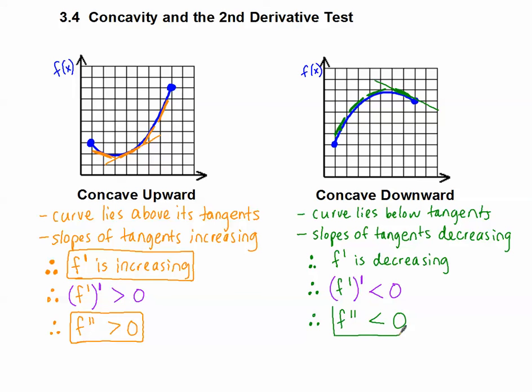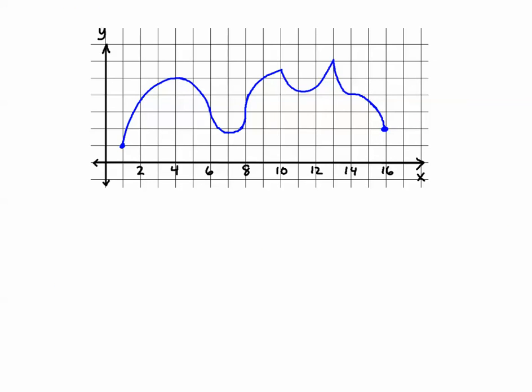So here's what we want to take out from this exercise. Concave downward, the second derivative will be negative. F prime, the first derivative, will be decreasing. Let's take a look at a graph that has a bunch of concave up and concave down pieces all put together. And let's identify where we see concave up, where we see concave down.